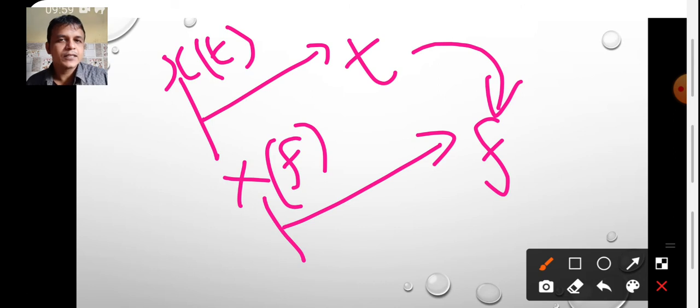Humankind can understand only time domain signal, not frequency domain signal. So in the receiver side, for the utility purpose, the signal has to be once again reconverted into time domain signal using inverse Fourier transform. Okay, so this is the thing.